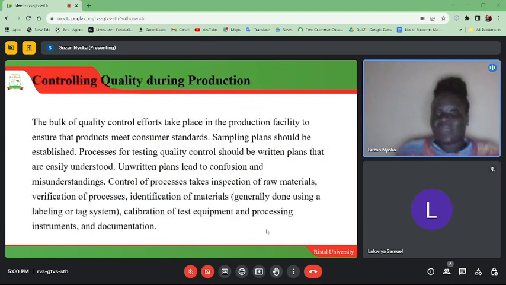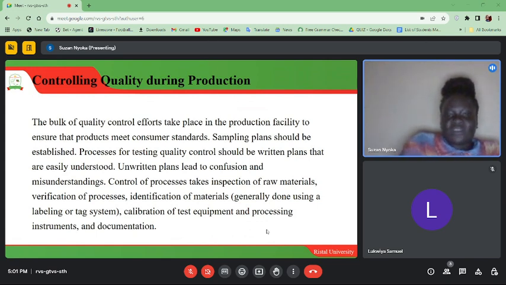And then controlling quality during production. The bulk of quality control efforts takes place in the production facility to ensure that products meet consumer standards. Sampling plans should be established. Processes for testing quality control should be written plans that are easily understood. Unwritten plans lead to confusion and misunderstanding. So as you're trying to control the quality of your products during the production stage, you need to have written plans on objectives and all that.